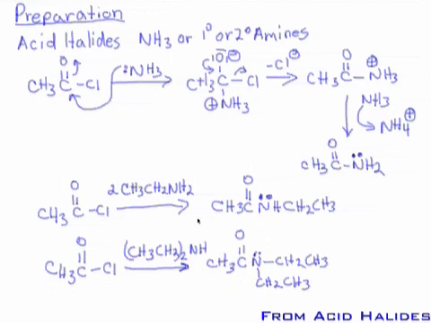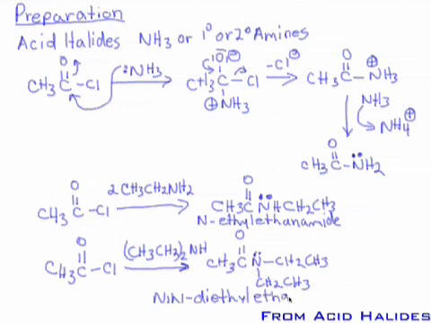So if this was N-ethyl ethanamide, this is N-diethyl ethanamide. Now ethanamide, of course, is the IUPAC name. You could use the common name N-diethyl acetamide for the 2 ethyls being off the nitrogen.